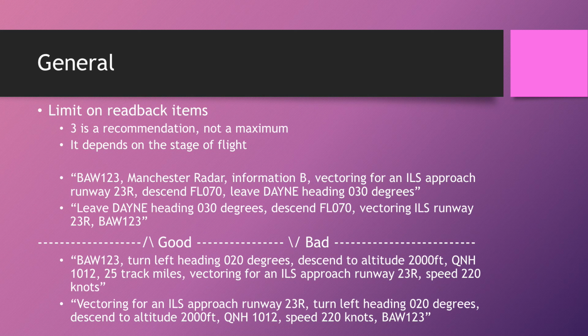So I've put a dotted line across the screen, and above the line is a good transmission. At those 2 points there, on initial contact and leaving the fix, the pilot is expecting a lot of information. So you could probably include more than 3 readback items, as I've done there. "Speedbird 123, Manchester Radar, information Bravo, vectoring for an ILS approach runway 23 right, descend flight level 70, leave lane heading 030 degrees." It's long, and that's on the limit of what I would say is bordering on too long, but because the pilot is expecting a lot of information, you can include it.